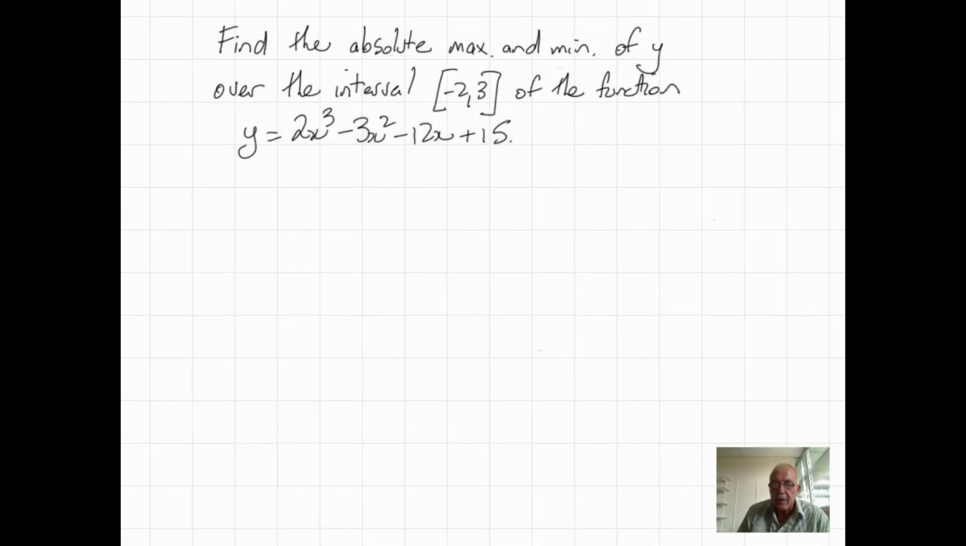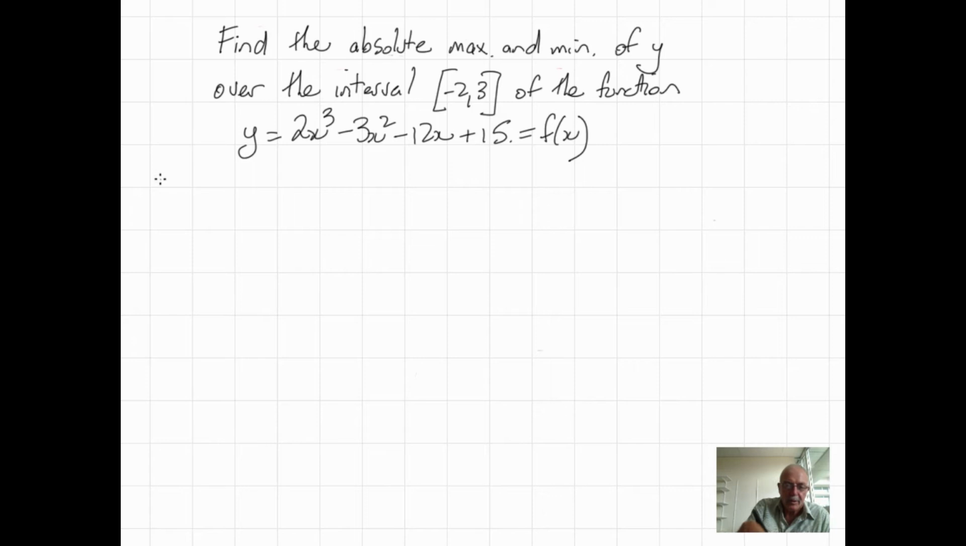You're asked to find the absolute maximum and minimum of a function y over the interval [-2, 3]. Because we've got square brackets around that, that's not an x and a y value. This is from x equals -2 to x equals 3, and the square brackets tell me this is for this function here. y and f of x are interchangeable, so that's f of x. We want to know the absolute maximum and the absolute minimum.